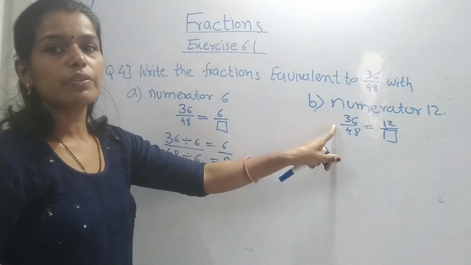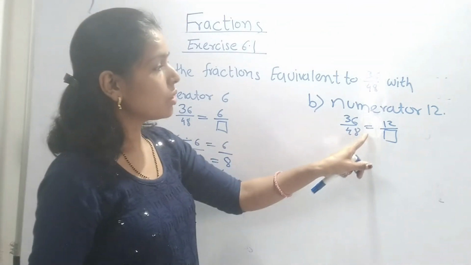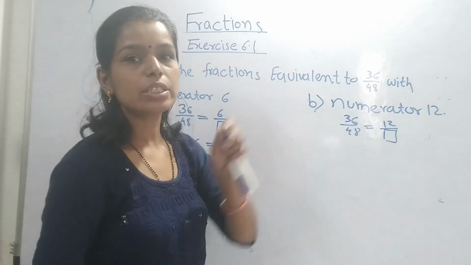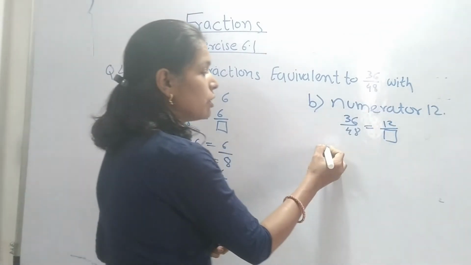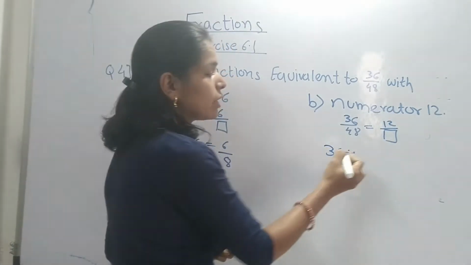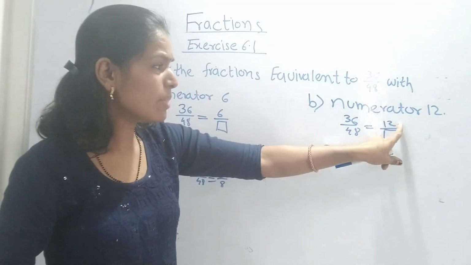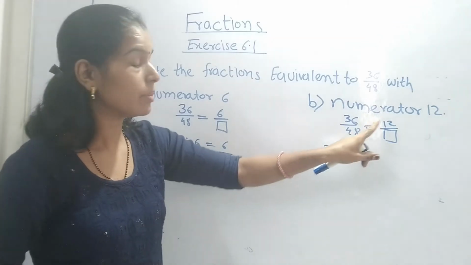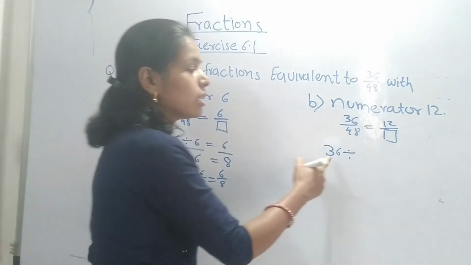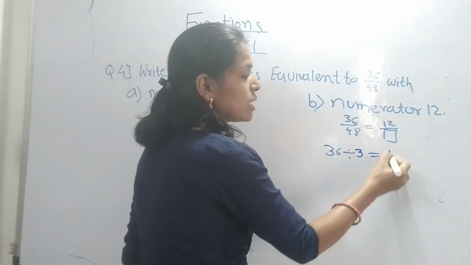Here again, to convert this 36 upon 48 to the equivalent fraction whose numerator should be equal to 12, we have to divide 36. We know that 12 3s are 36, meaning by multiplying 12 by 3 you will get 36. So 36 divided by 3 gives you the result 12.